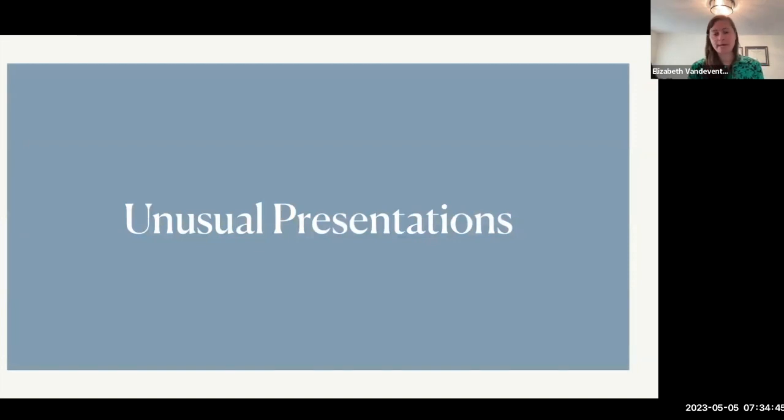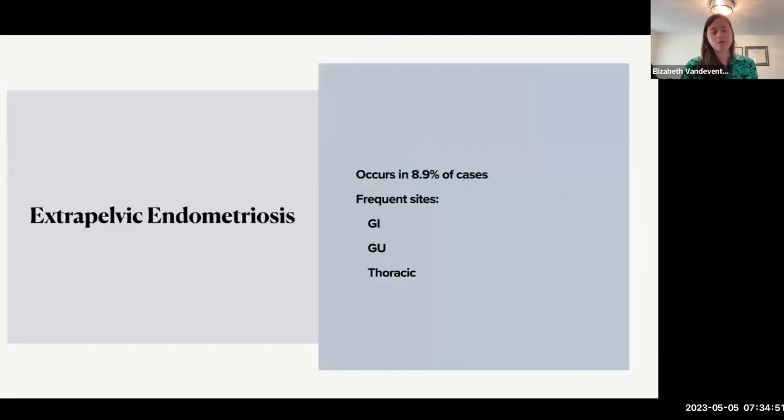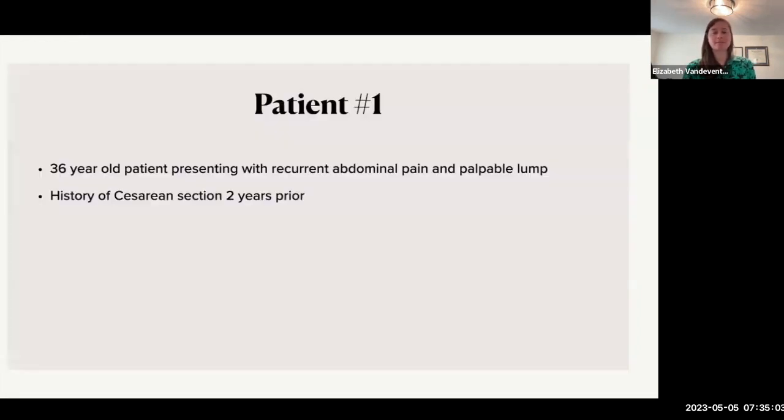So now we're just going to come back to radiology and talk briefly about some unusual presentations that we can see. So when we're talking about extrapelvic endometriosis, this occurs in less than 10% of cases that are known, and the frequent sites are the gastrointestinal tract, the GU tract further up, and the thoracic cavity.